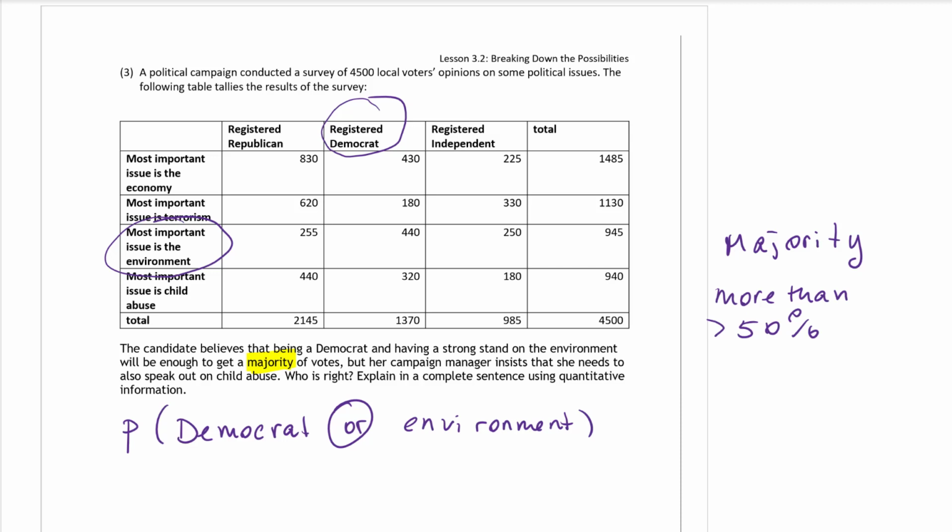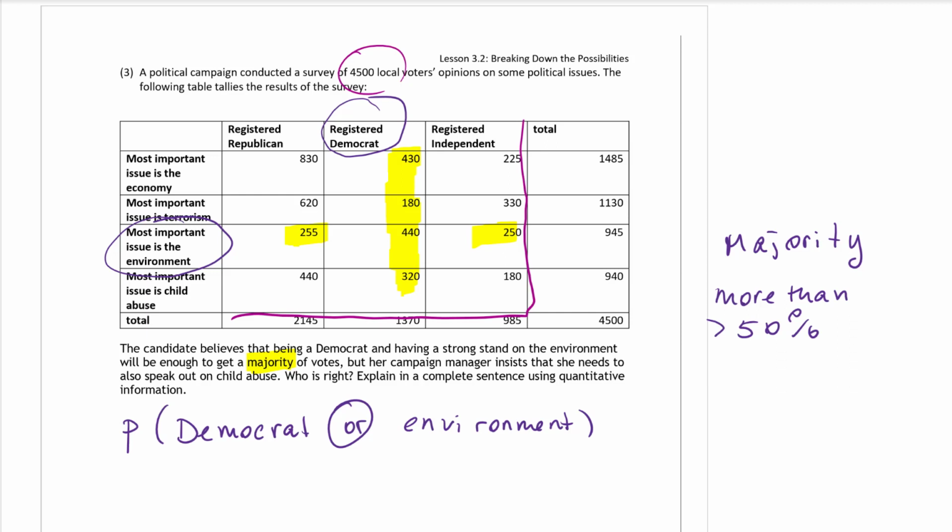Well, if we check this, these are the Democrats, and these are the ones that care about the environment. Notice I didn't do the totals. I just did the numbers within the table, because these are the people who actually participated. The other ones are all totals. So the total is 4,500. If we just add the numbers I highlighted together, then we get an answer to the question immediately.